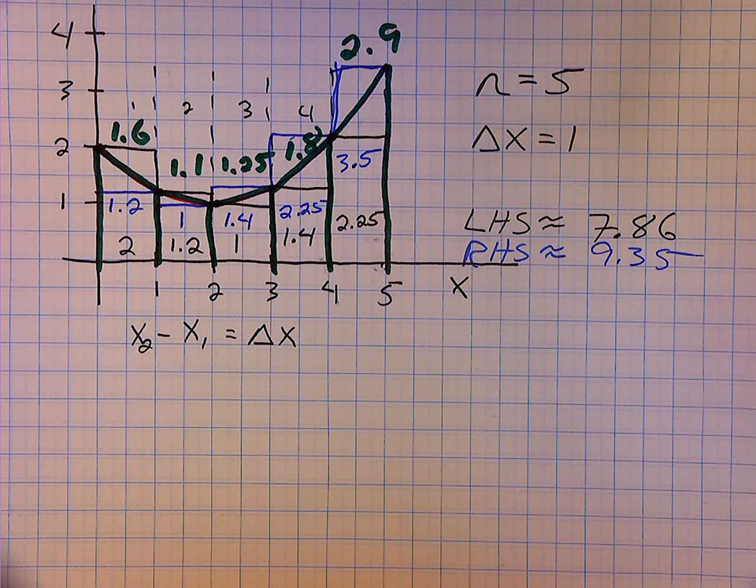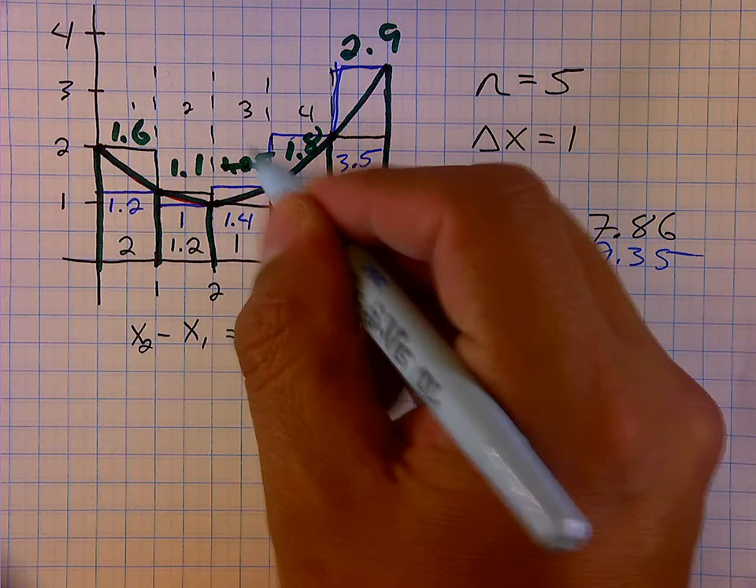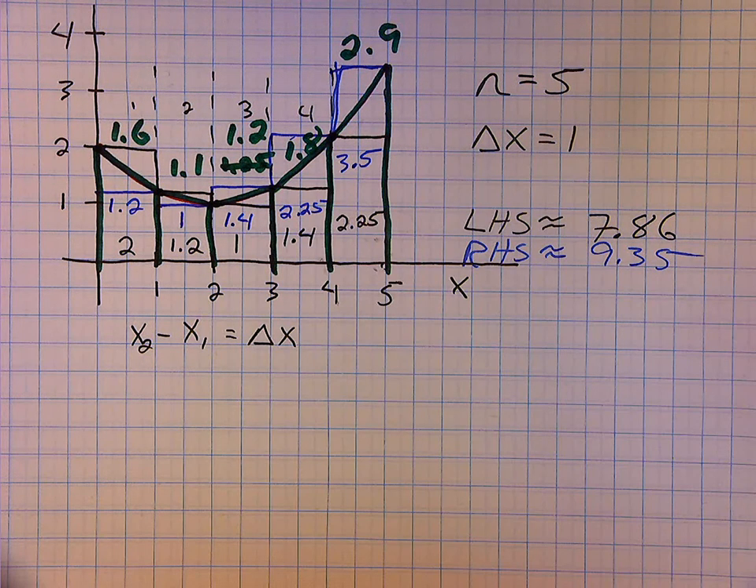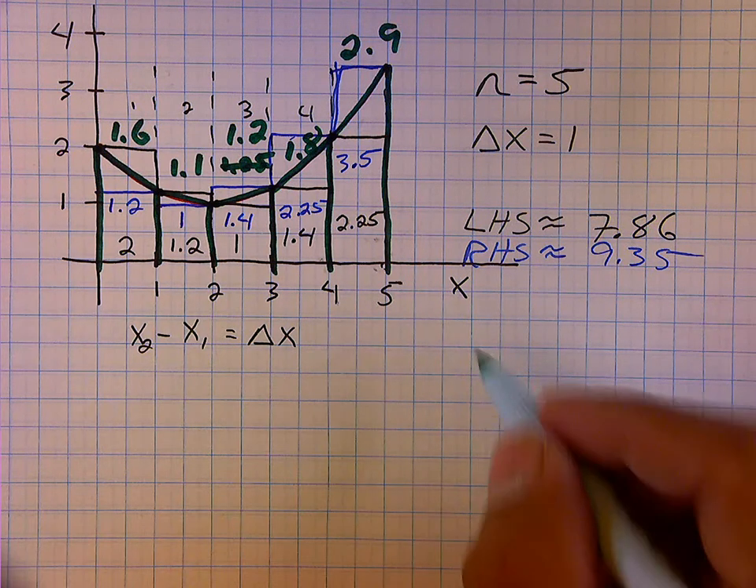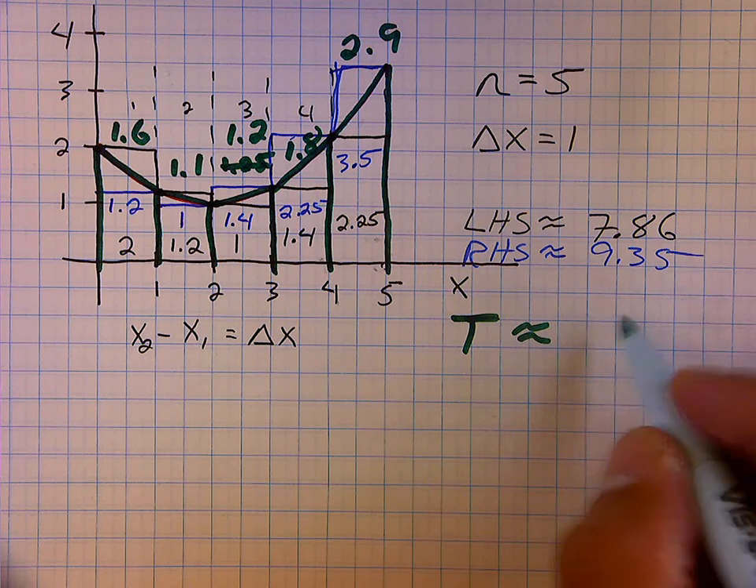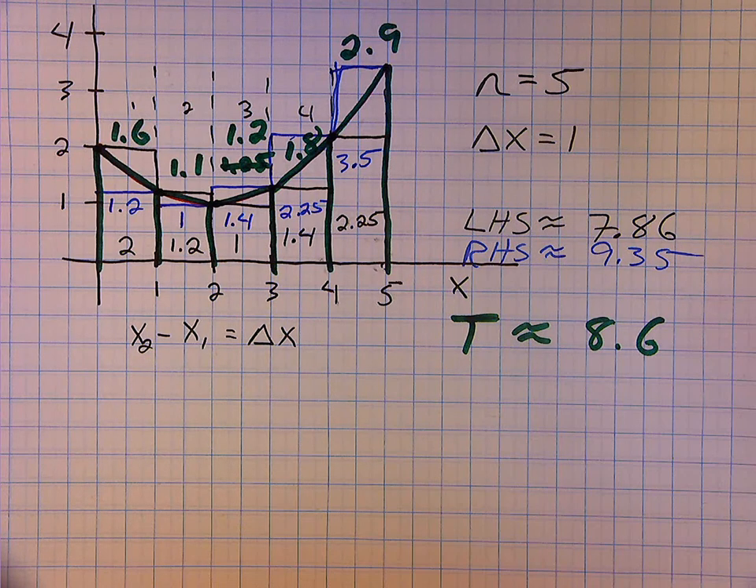Third trapezoid should have been 1.2, not 1.25. Little mistake there. So my trapezoid technique then is going to have an area that approximates the curve with 1.6 plus 1.1 plus 1.2 plus 1.8 plus 2.9, which is approximately 8.6.